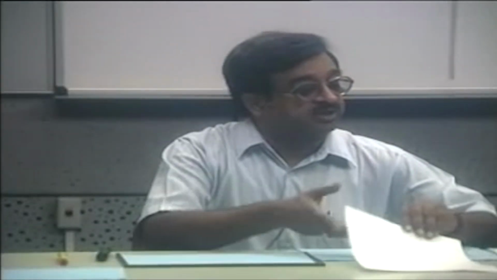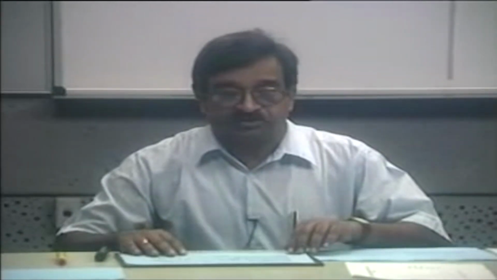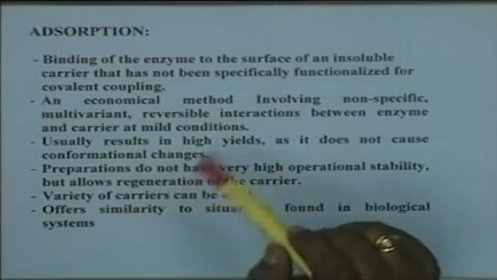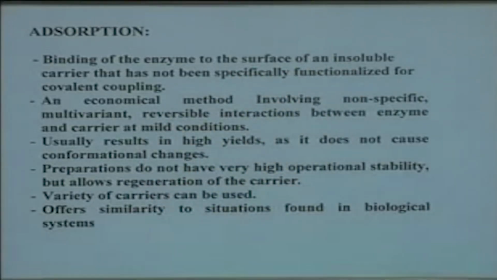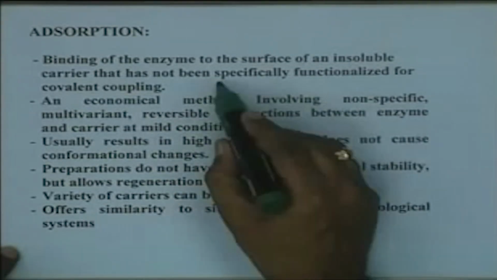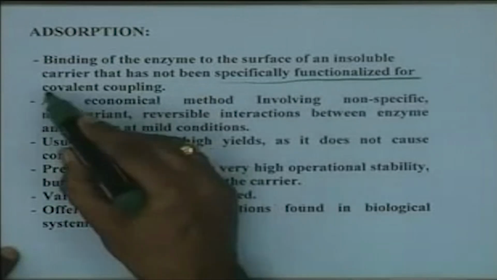Now the first, and probably the simplest, method of immobilization is by adsorption. Of course, the adsorption method is a very broad, non-specific method, and it involves binding of the enzyme to the surface of an insoluble carrier that has not been specifically functionalized for covalent coupling. I must emphasize here particularly the phrase: specifically functionalized for covalent coupling.